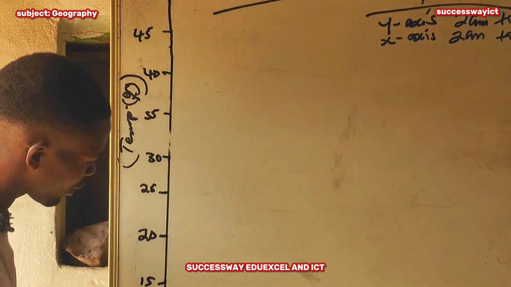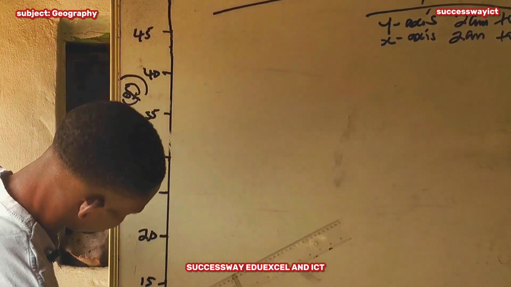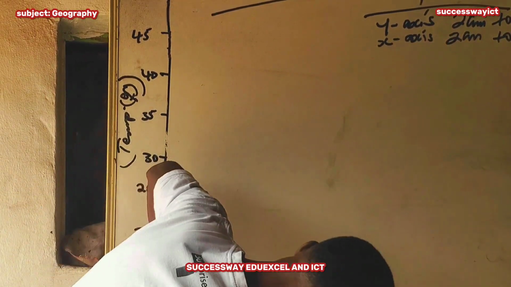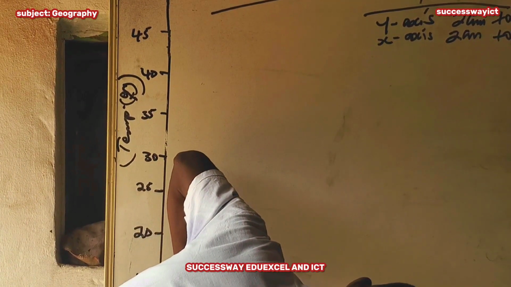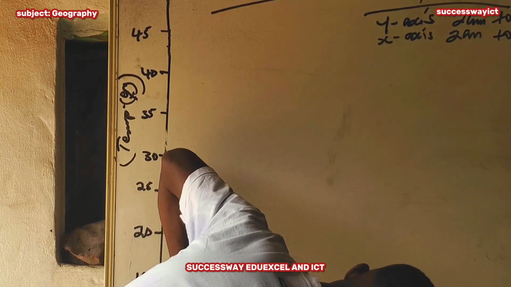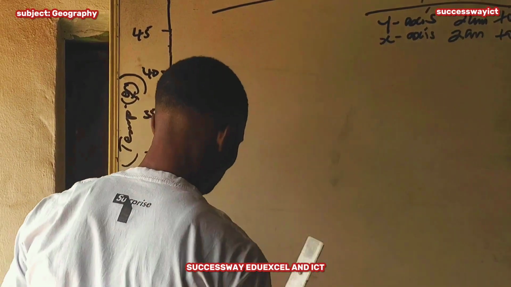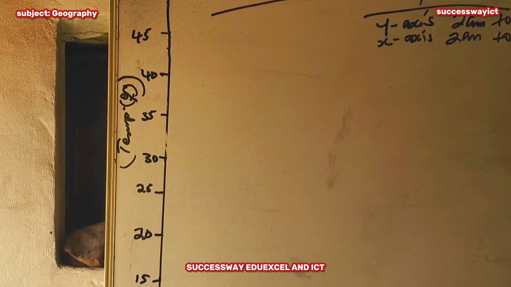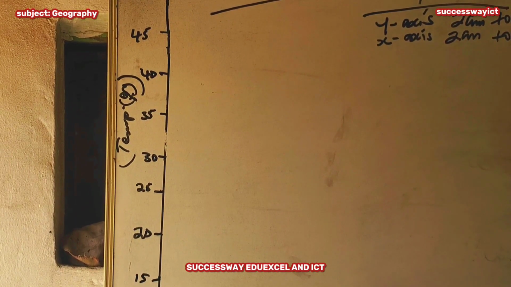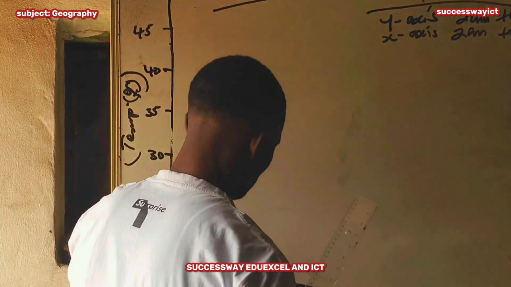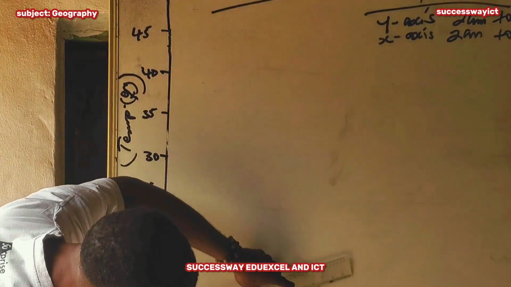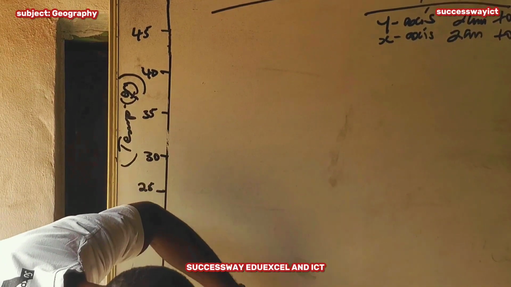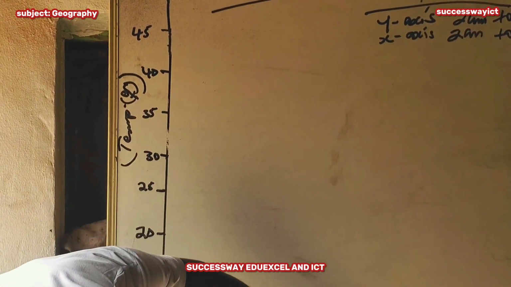Okay, what about the month of April? 9. Let me see 9. Where's your 9? There's a gap. So what about 10? You have 10 too. So the month of May, this is 5, right? Yes.